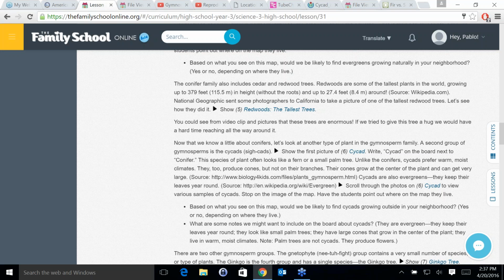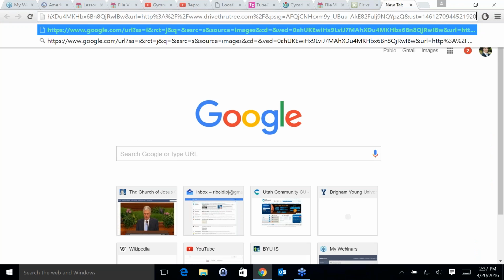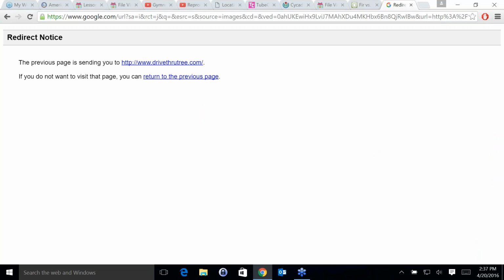Aubrey sends me here a link to the drive-through tree. Let me see if I can copy and do that. Right, let's go over here. Okay.